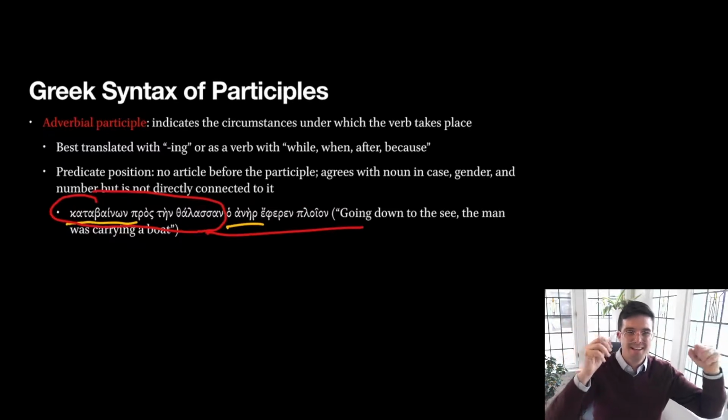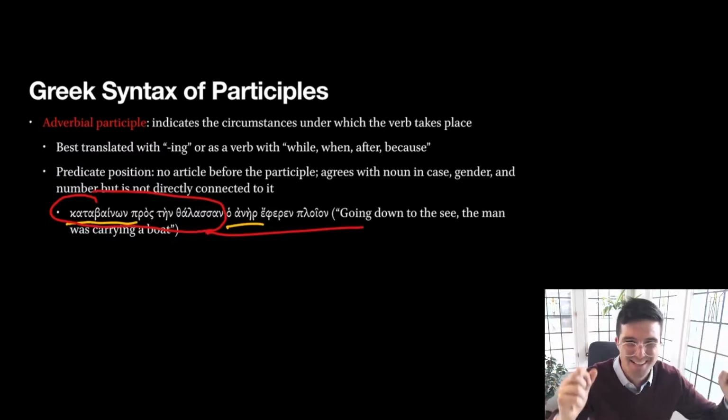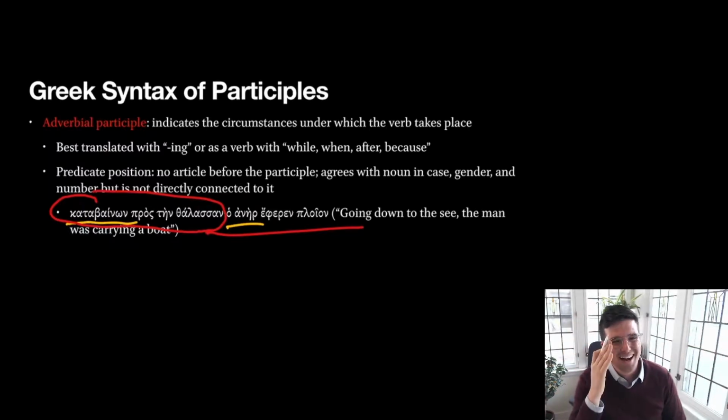Do you like my, this is how one carries a boat down to the sea, if you didn't know. I'm really good at charades, really fun at parties.